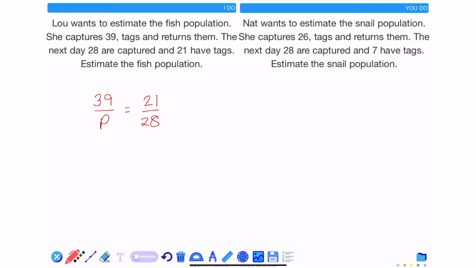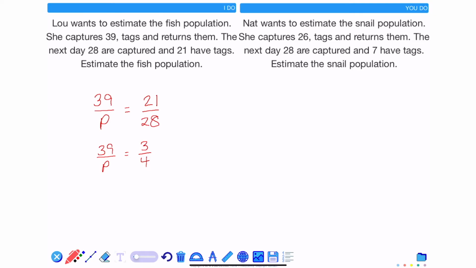Looking at the right-hand side, 21 over 28 can be simplified, and this would give 39 over P is equal to 3 over 4. Interpreting the right-hand side, this means that 3 out of every 4 of the fish have been tagged, and we can use this to work out what P is.